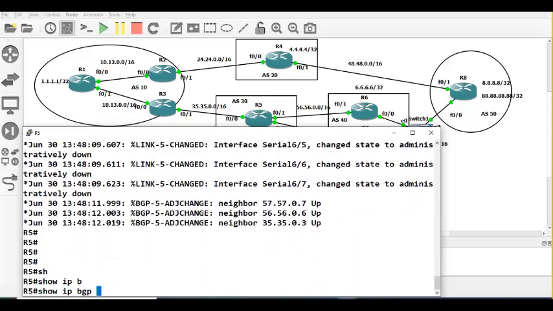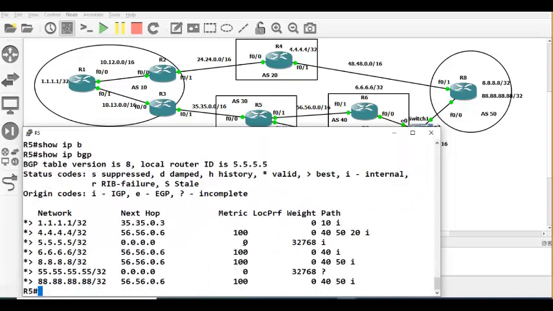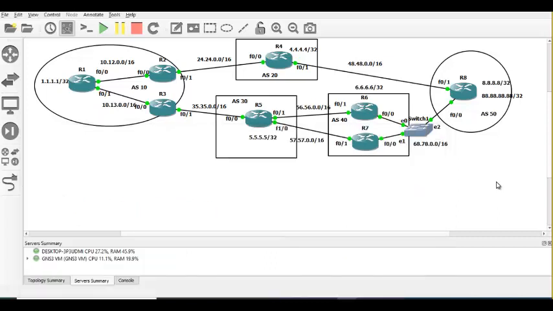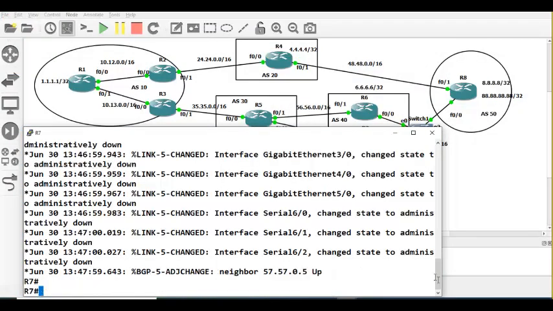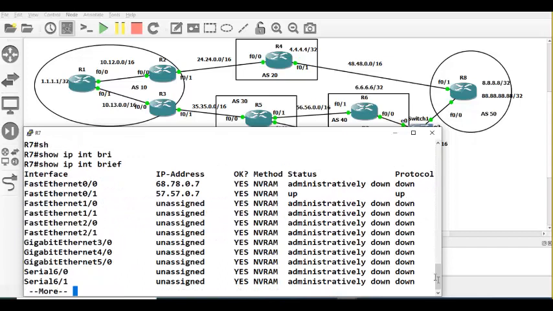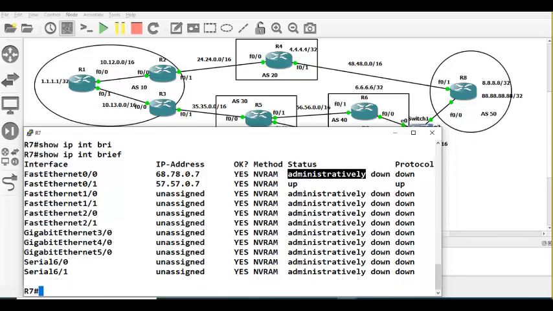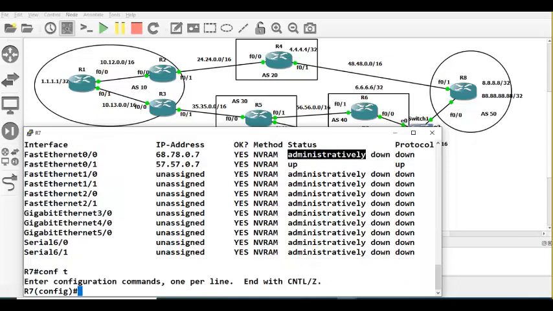show IP BGP. You can see the metric 100 from router 6, which means router 7 is down. Let me show you. Show IP interface brief. You see the interface of 7 is down. For this reason, it is going via 6. 6 is the backup path.